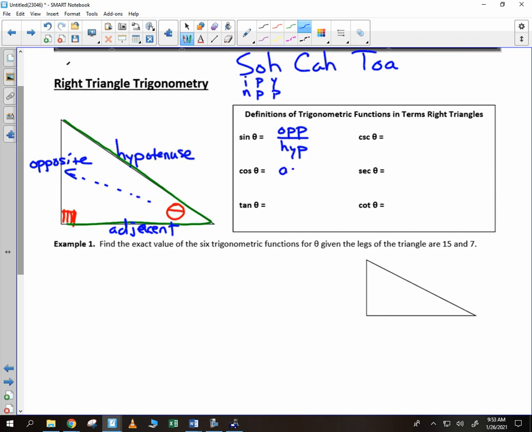Cosine is the adjacent divided by the hypotenuse. And finally, tangent is the opposite divided by the adjacent. There are three other trigonometric functions: cosecant, secant, and cotangent, which we will not make use of during this time. Good?